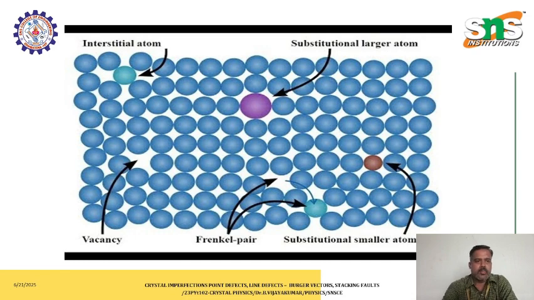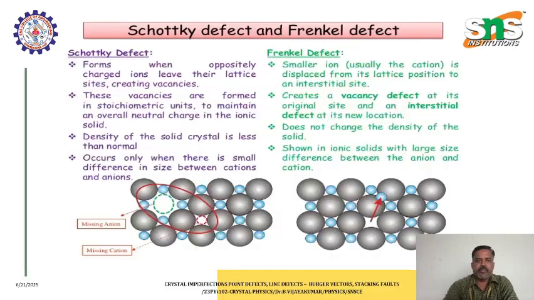In the interstitial atom, a new atom is formed in between the lattice positions. The substitutional is a bigger atom formed in the lattice. In the vacancy, one atom is missing. In the Frenkel pair, the atom is moved from its position to another empty space. The substitutional smaller atom is formed in the atom positions.